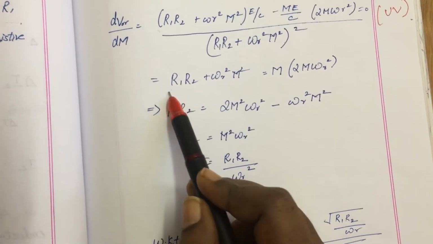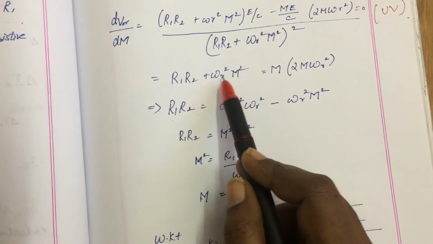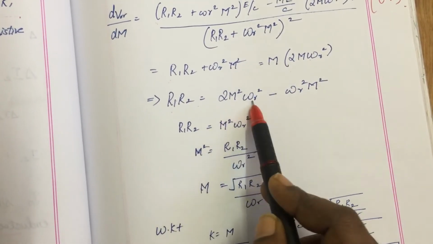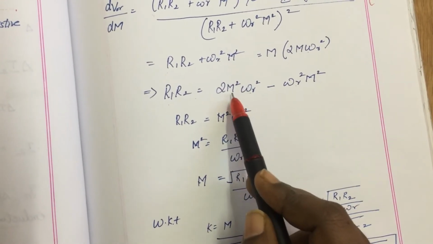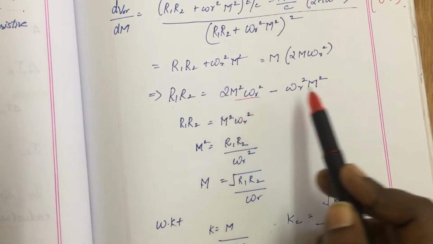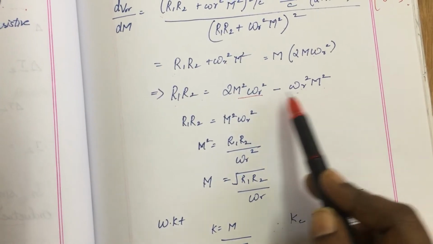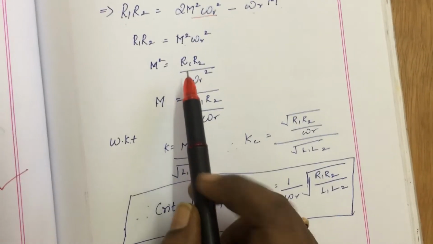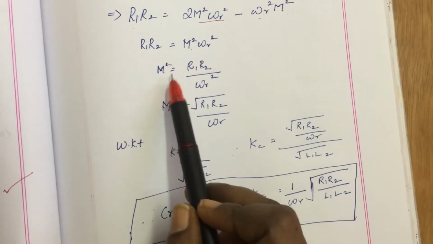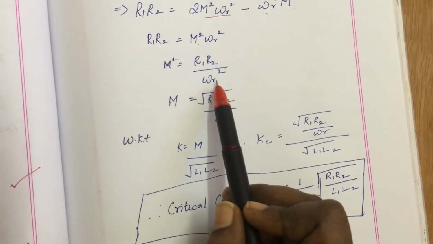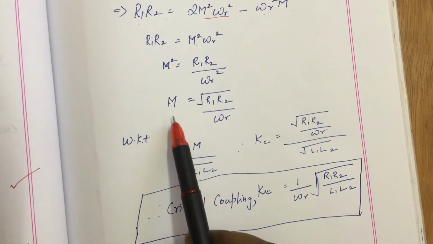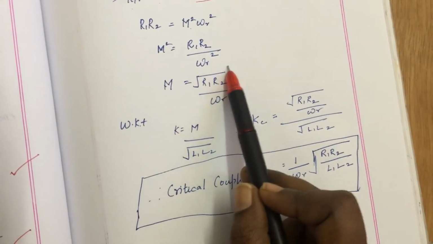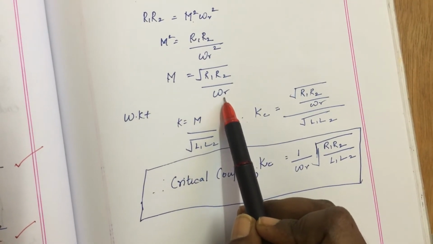So now R1 R2 plus omega R square M square is equal to M into, by substituting in the UV method, I have got this, 2 M omega R square. Now what is my R1 R2? This term goes to my right hand side. So this entire term minus this term: this is M square omega R square, this is 2 M square omega R square, and 2 minus 1 is 1. So from here, what is my M square? M square is equal to R1 R2 divided by omega R square. Therefore, my M becomes root of R1 R2 divided by omega R.